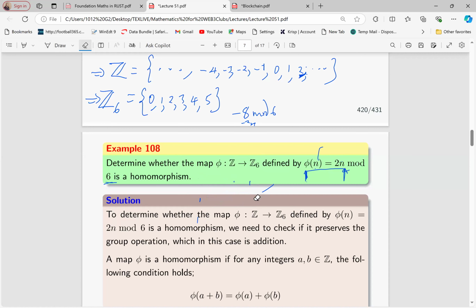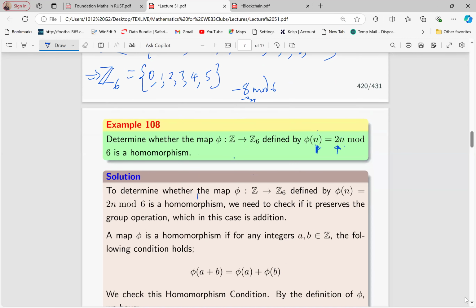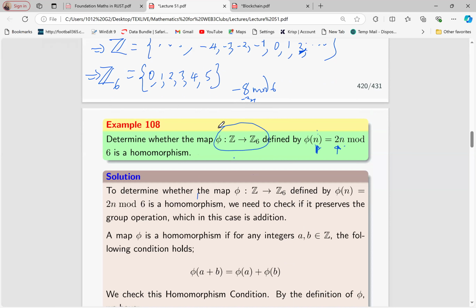Now, we want to map the elements of Z to Z6, and the definition of phi has been given. We've been told that phi would map an element in Z to 2 times that element. So if the element is 3, it will be mapped to 6. If the element is 4, it will be mapped to 8, and so on. Now we want to show that it's a homomorphism. I hope everyone has understood what we are doing. This is just a mapping. We're mapping elements of one group to another group.